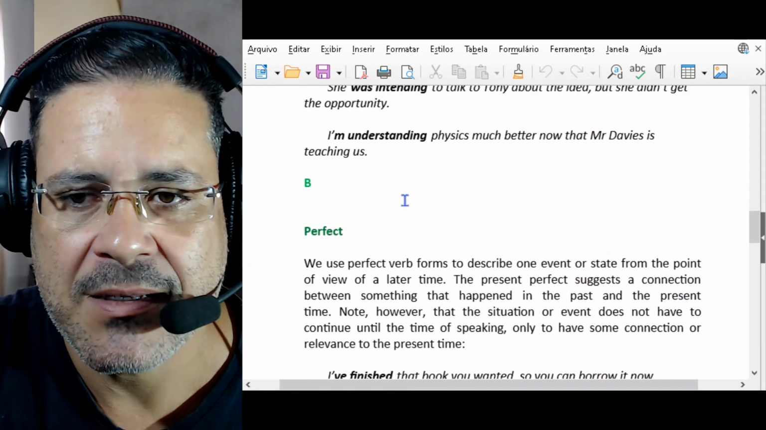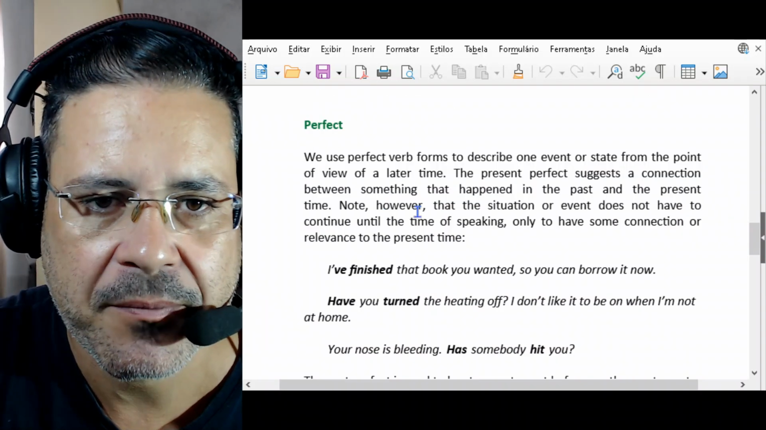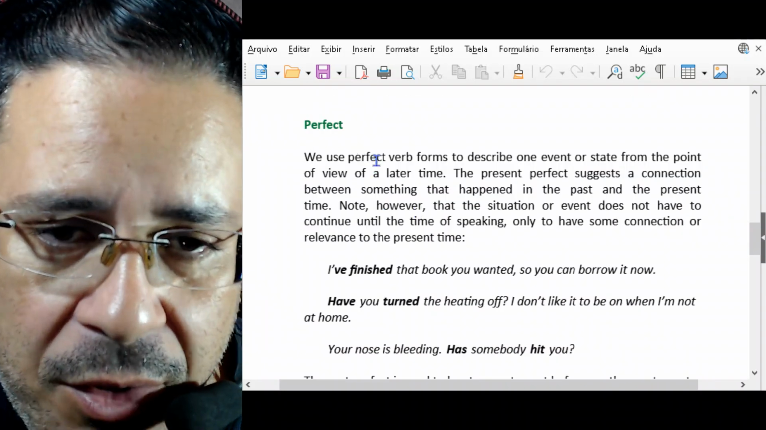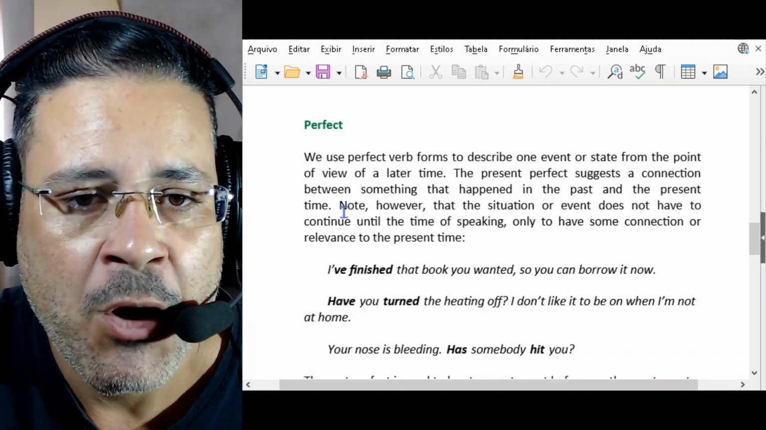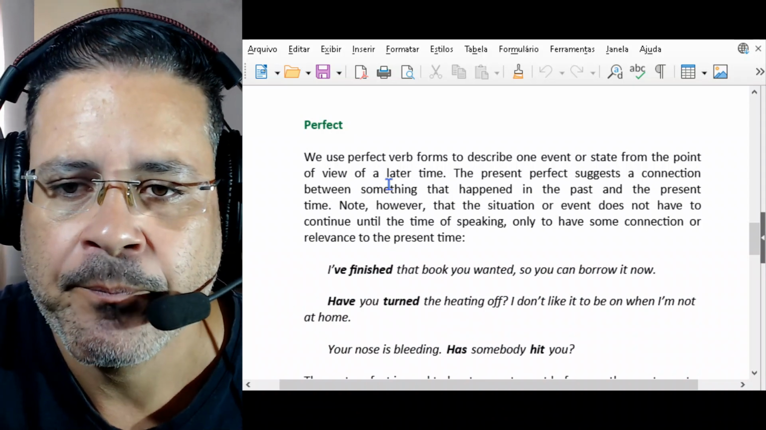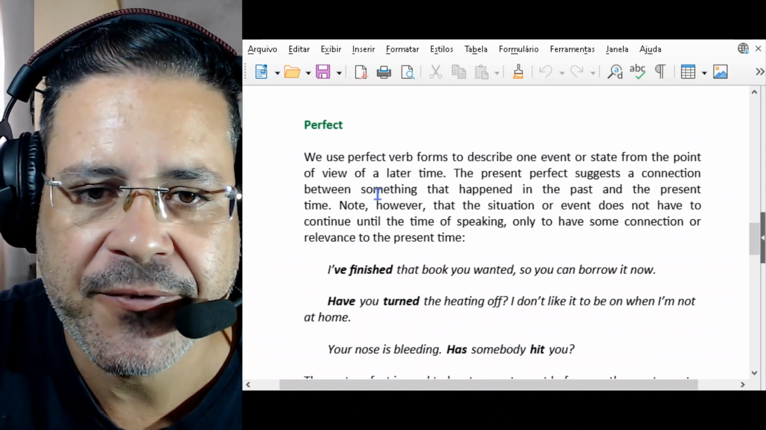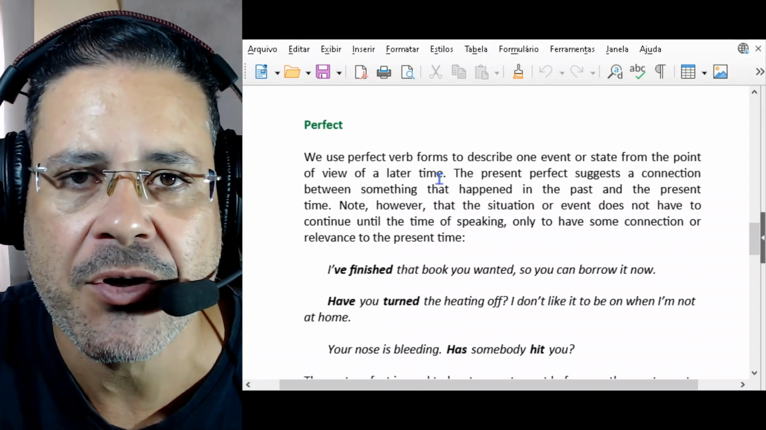Okay, let's go now through section B. We're talking now about the perfect, a certain characteristic of those tenses. We use the perfect verb forms to describe one event or a state from the point of view of a later time, when it's out of order. I've already talked about that.